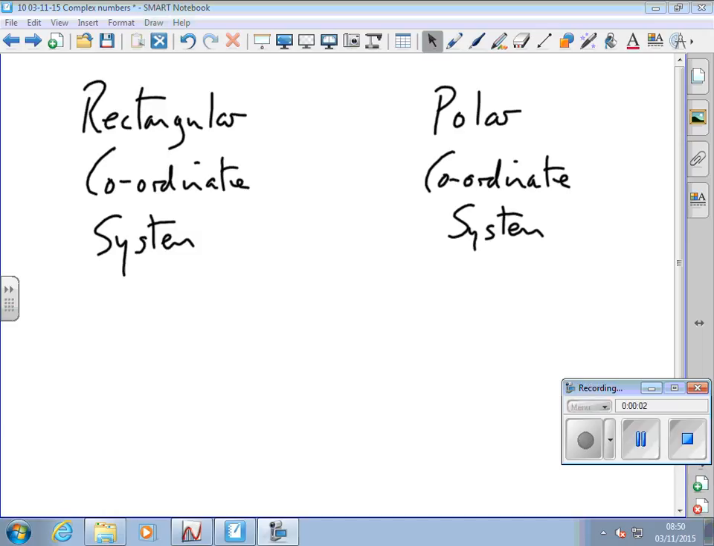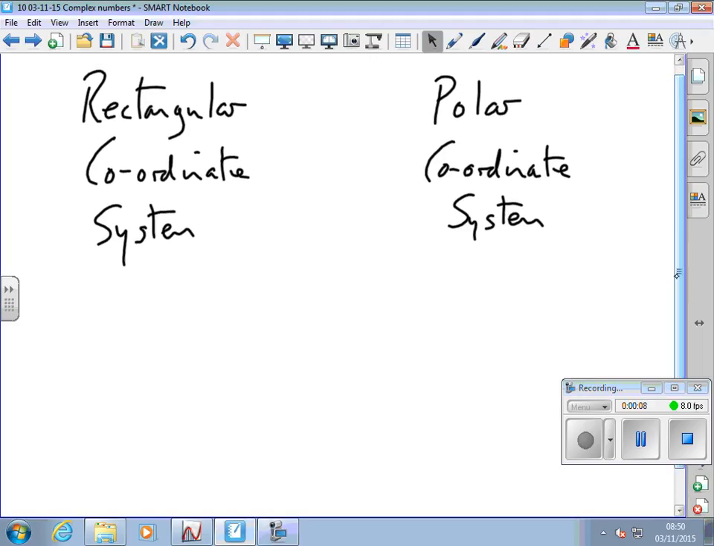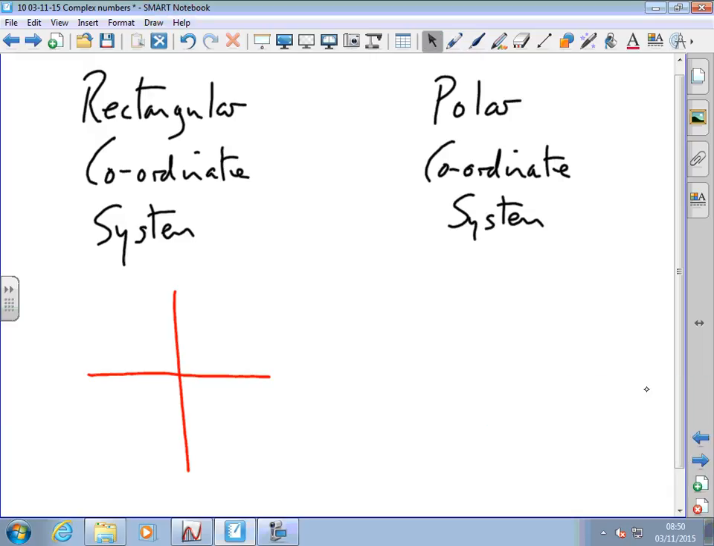Let's just briefly look at the rectangular and polar coordinate systems now, just to make sure we're familiar with how they work. There are two ways of representing the position of a coordinate in space. So here is our coordinate in space.